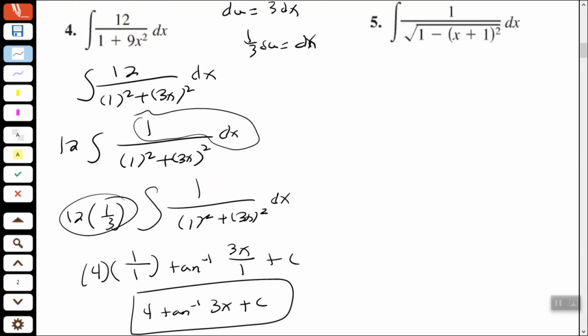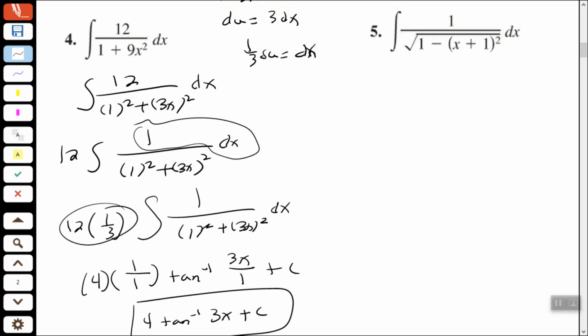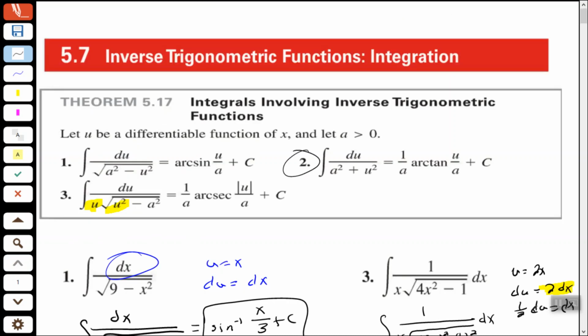Alrighty, number 5, we have the integral of 1 over the square root of 1 minus x plus 1 squared. So this is in the form of 1 over the square root of a squared minus u squared. Let's look and see what that looks like. Number 1 here, where we have this equals the inverse sine of u over a plus c.